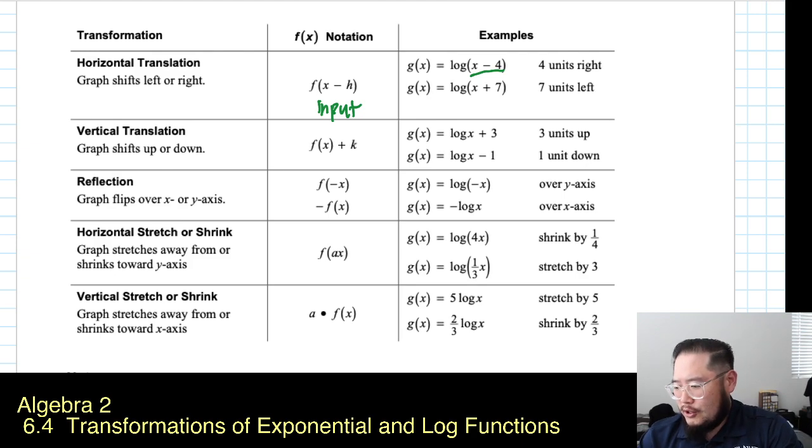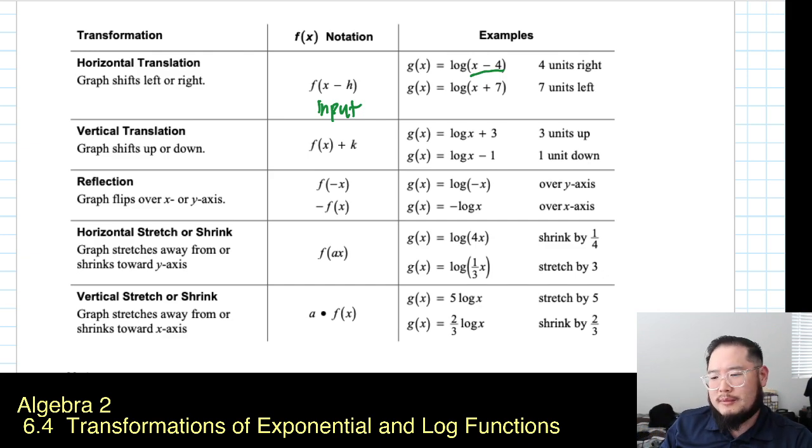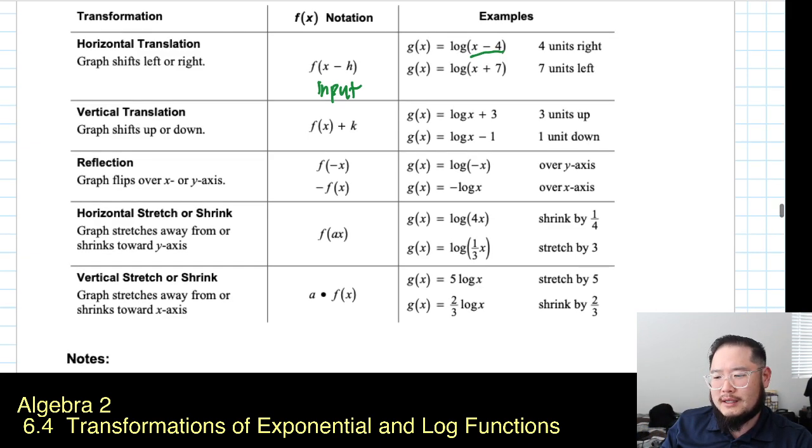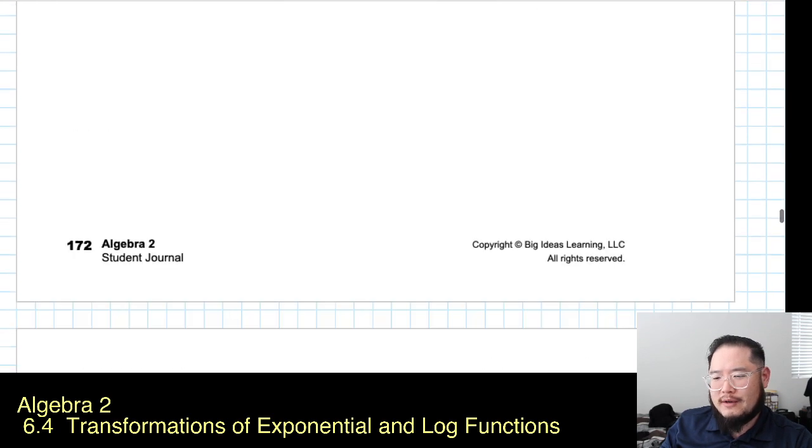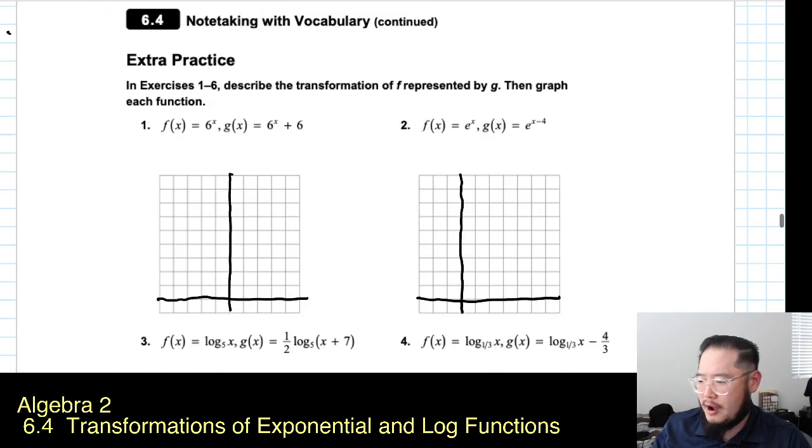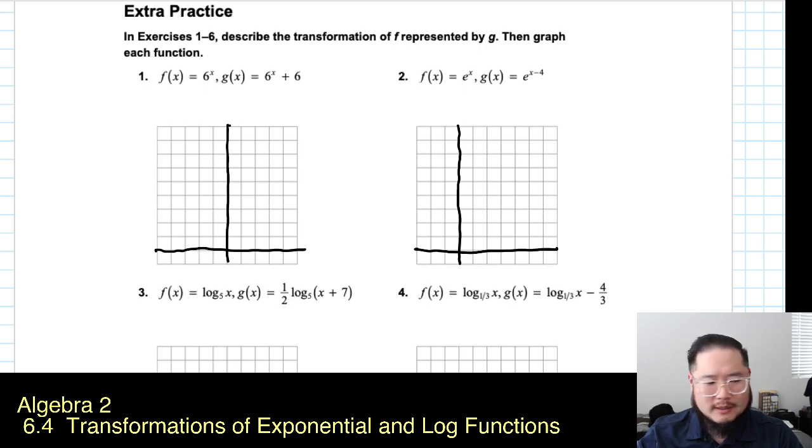All right, so for the most part, you can see how the rest of the translations work. They work just like with exponents, just like they did with parabolas and radicals. They all have similar outcomes as long as you know the rules and whether it affects input or output. So let's go ahead and do some graphs here.